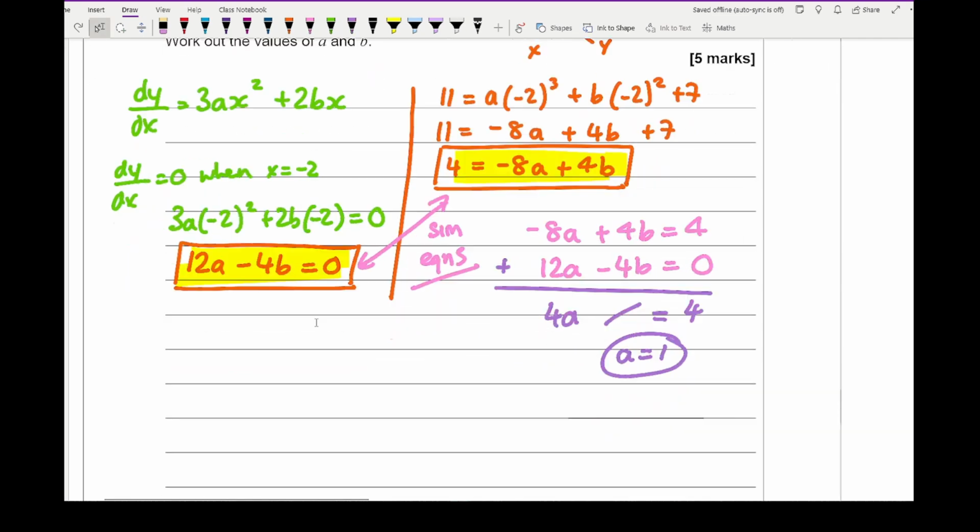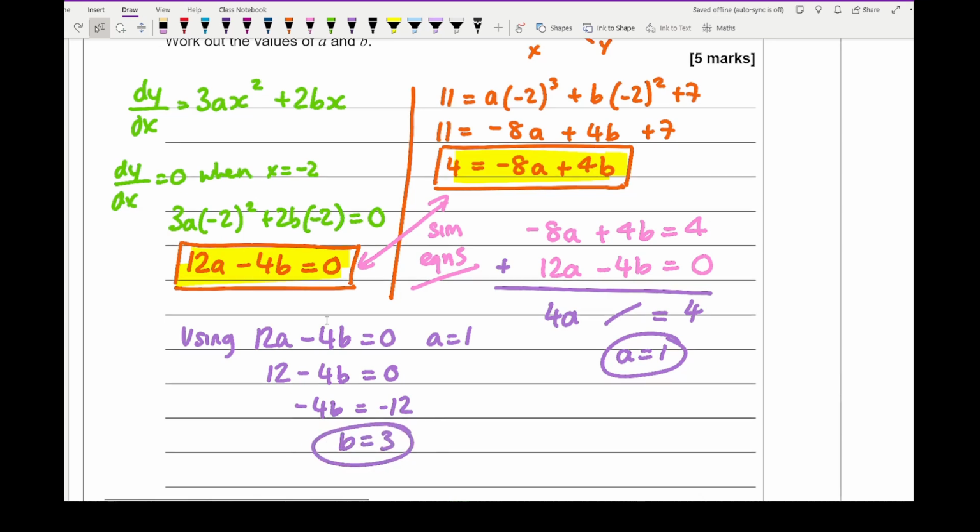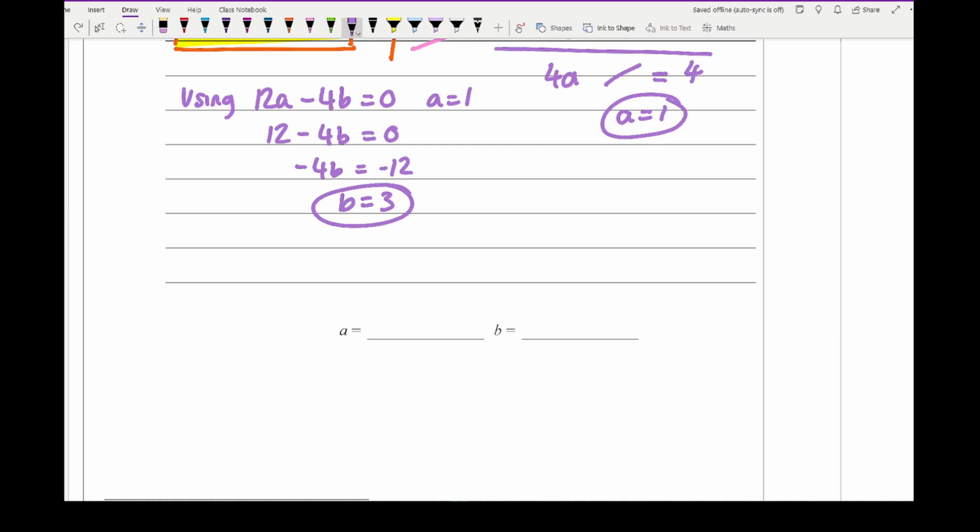So now that I know the value of a, if I use this equation, so using 12a minus 4b equals 0 and a equals 1, I get 12 minus 4b equals 0. So minus 4b equals minus 12, so b equals 3, and there are my values for a and b.